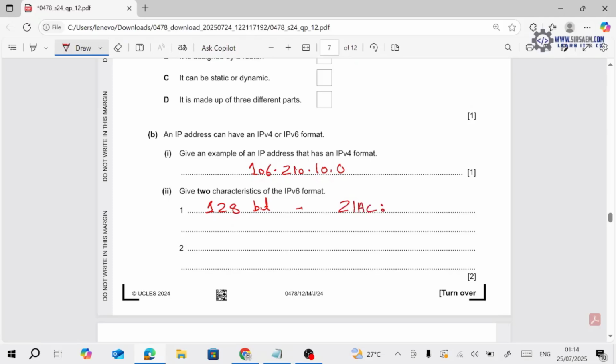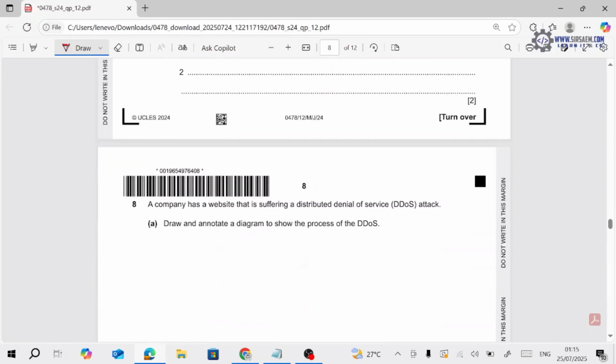21AC colon 0380 colon 7334. So it can have hexadecimal. So you have over here eight groups in total. So 1, 2, 3, you'll have 8 of these separated through a colon. So you can also mention that we have this, and we can also mention we have colons. So that's the way you can explain this.